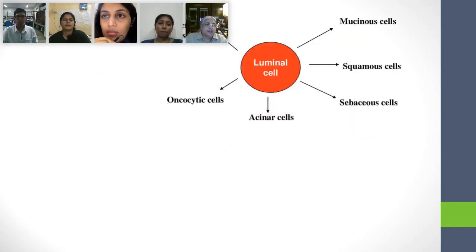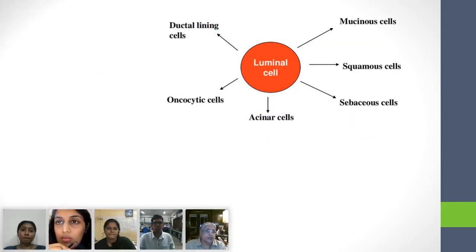Now, what happens under conditions of neoplasia? The luminal cells will give rise to mucinous cells, squamous cells, sebaceous cells, acinar cells from the acini, some oncocytic looking cells, and other non-specific ductal lining cells. So, depending on where you are in the entire acinar ductal system, all of these different kinds of cells may be seen in the luminal part of the cell.